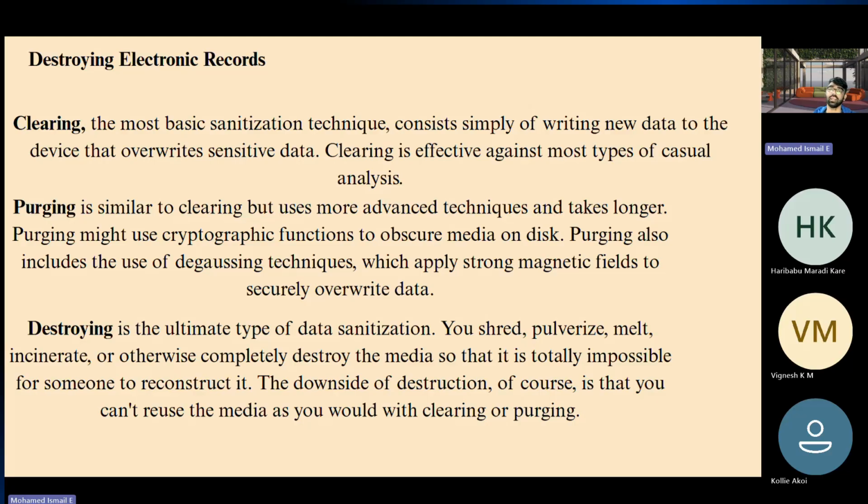If you are just deleting, anyone can use recovery software to recreate the data. If you do purging, yes, purging can help, but it would be slow, and while you can reuse the equipment, it uses magnetic techniques that may shorten the life cycle of that equipment. Destroying is best suited for critical data sanitization. Mostly banks might use this technique, as well as critical infrastructure.